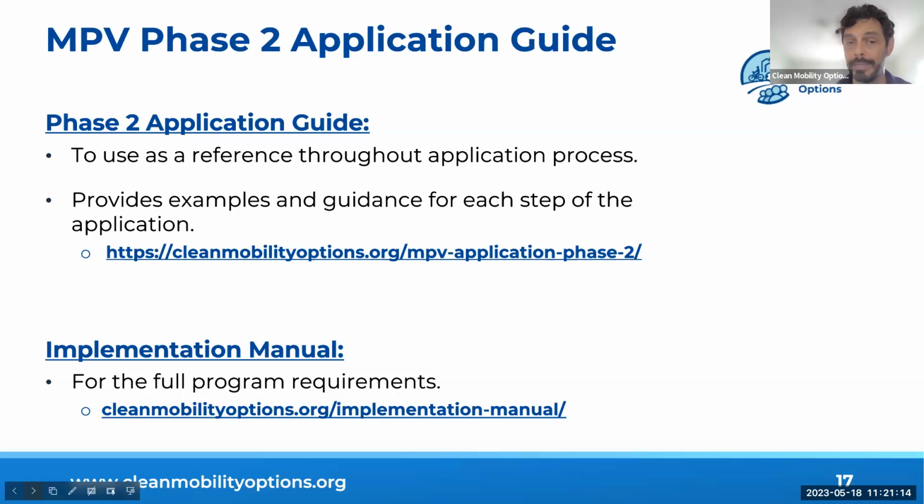The implementation manual, as you all know, provides a comprehensive overview of the program requirements, guidelines, and expectations. It covers essential details that will guide you through the entire MPV program project. To access the implementation manual, simply visit cleanmobilityoptions.org in the implementation resource section. It's a valuable resource that will ensure you have a complete understanding of the program scope and requirements.